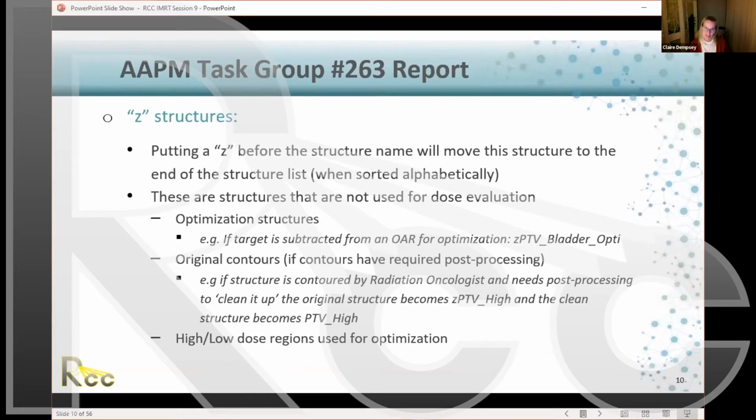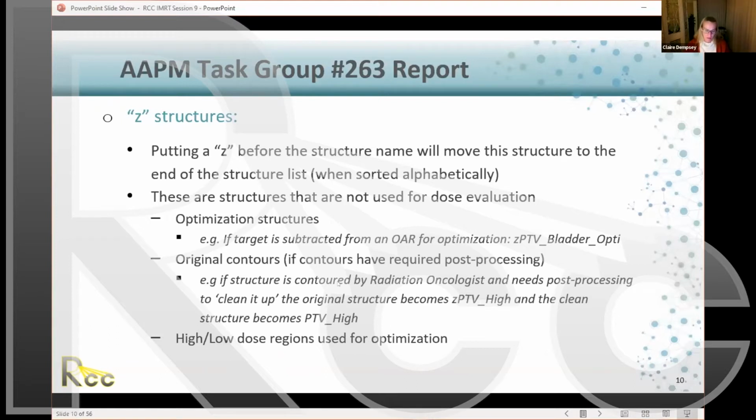So by putting a Z in front, it means all of those structures are moved to the very bottom of your structure list. And so all your important organs at risk and PTV structures that you're interested in for the DVHs and the doses are all sitting at the top of your structure list.